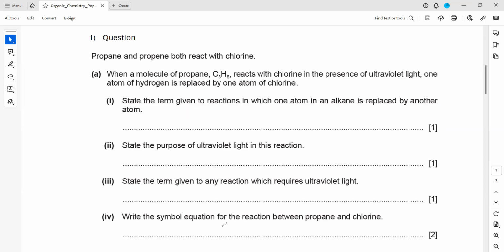So what we call, you can annotate on the screen as well if you want to, the reaction in which an atom or a group of atoms replaces each other, we call that substitution.